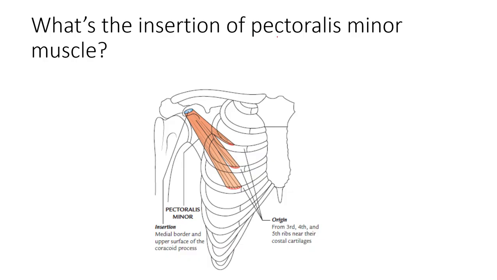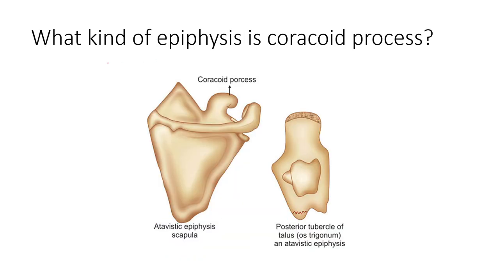What's the insertion of pectoralis minor muscle? The pectoralis minor muscle is inserted into which process of the scapula? It is inserted into the coracoid process of the scapula. Now your question is, what is the other muscle that gets its origin from the coracoid process of the scapula? That you should find. So we will move on to the next question.